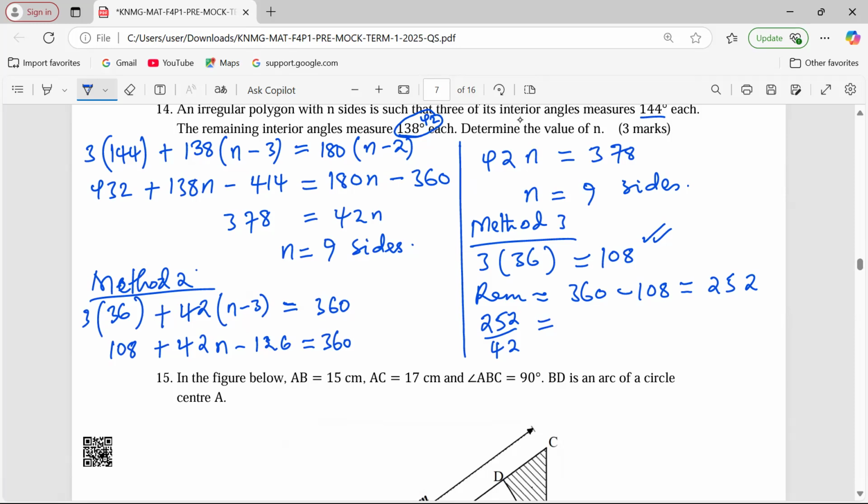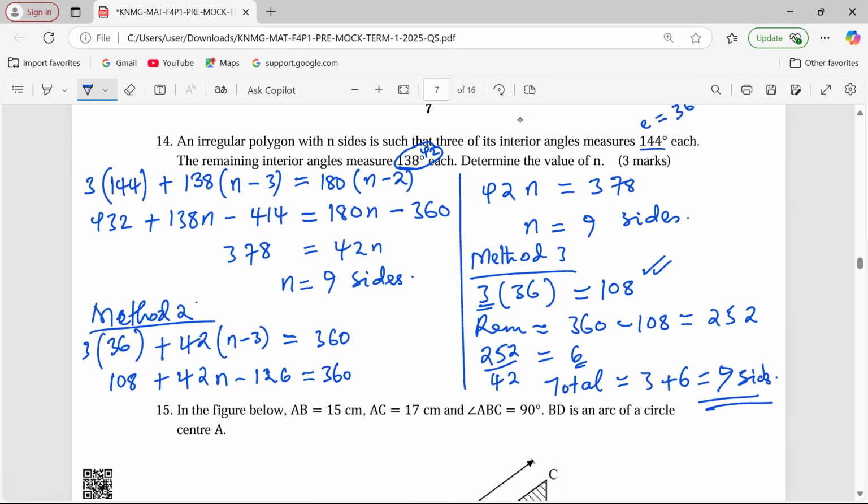252 divided by 42 gives me 6. So we had the first 3 angles, and now the remaining ones are 6. Therefore, the total shall be 3 plus 6, which is 9 sides. Remember, the number of angles, interior or exterior, is the same as the number of sides. So you can see we have provided 3 possible approaches to only one question. Very interesting.